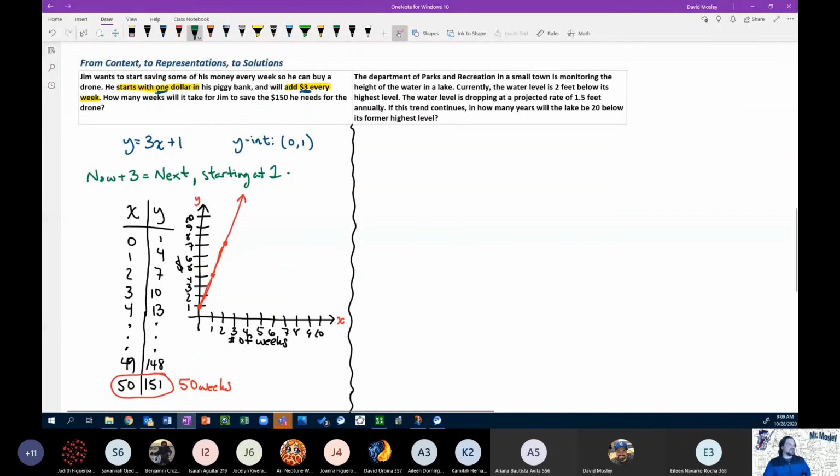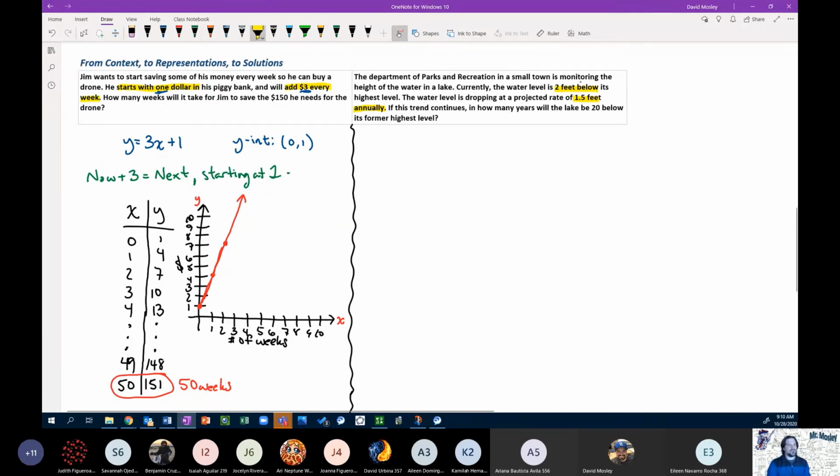All right, so then we have our second example. The Department of Parks and Recreation in a small town is monitoring the height of the water in a lake. Currently, the water level is 2 feet below its highest level. The water level is dropping at a projected rate of 1.5 feet annually. If this trend continues, in how many years will the lake be 20 feet below its former highest level?